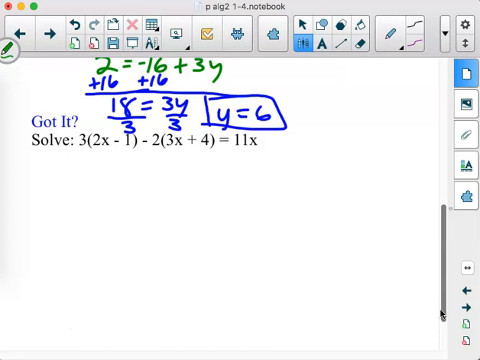So this is the got it. I'd like you to pause the video and do this one yourself and see if you can get this to work out.